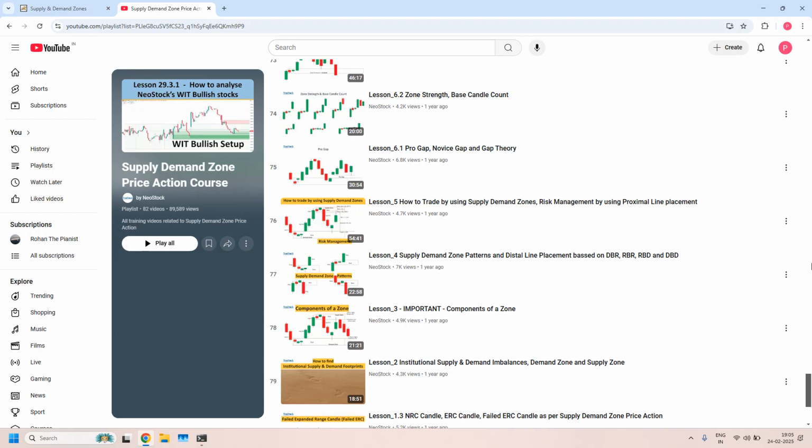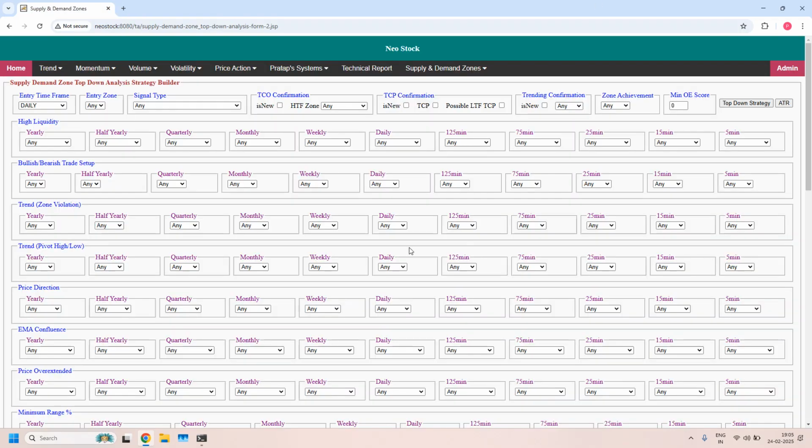Now let's get into the report generation with the help of NeoStock Software Supply Demand Zone Top-Down Analysis Strategy Builder. First, let me start with finding the stocks near demand and supply zones and also price closed inside demand and supply zones for all the higher time frames, daily and above time frames.